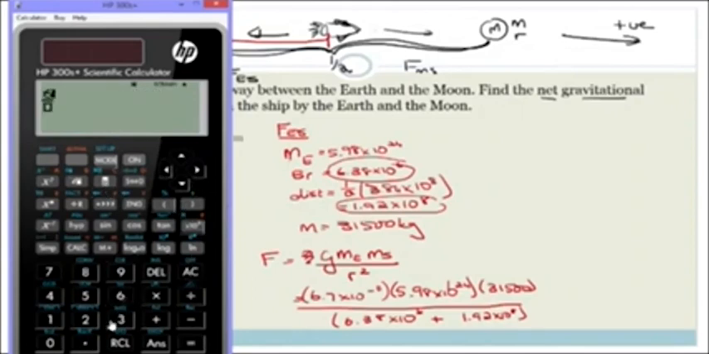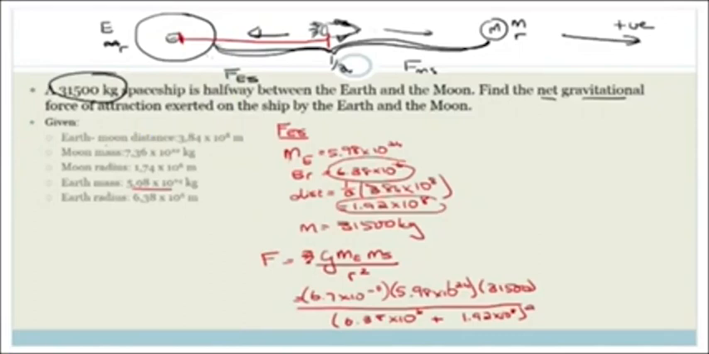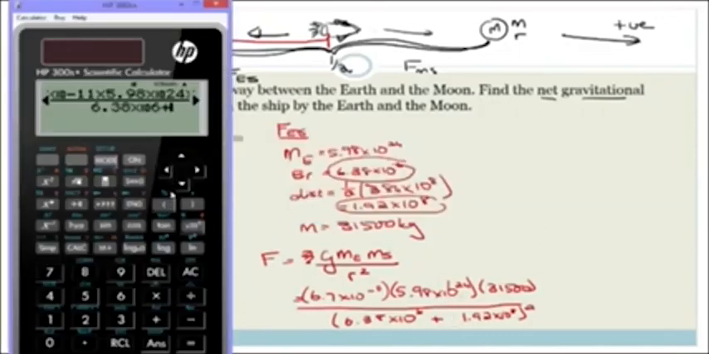Okay, so it's 6.7 exponent negative 11 multiplied by 5.98 exponent 24 multiplied by 31,500, all divided by 6.38 exponent 6 plus, and look what I'm forgetting to do. Grade 11s, I almost totally messed up. I almost forgot to square that, hey? Remember I kept saying to you last time, you must remember to square. And then look what I did. How embarrassing, how ridiculous. Okay, so please make sure you don't do that. So it becomes 1.92 exponent 8. That's not going to work.